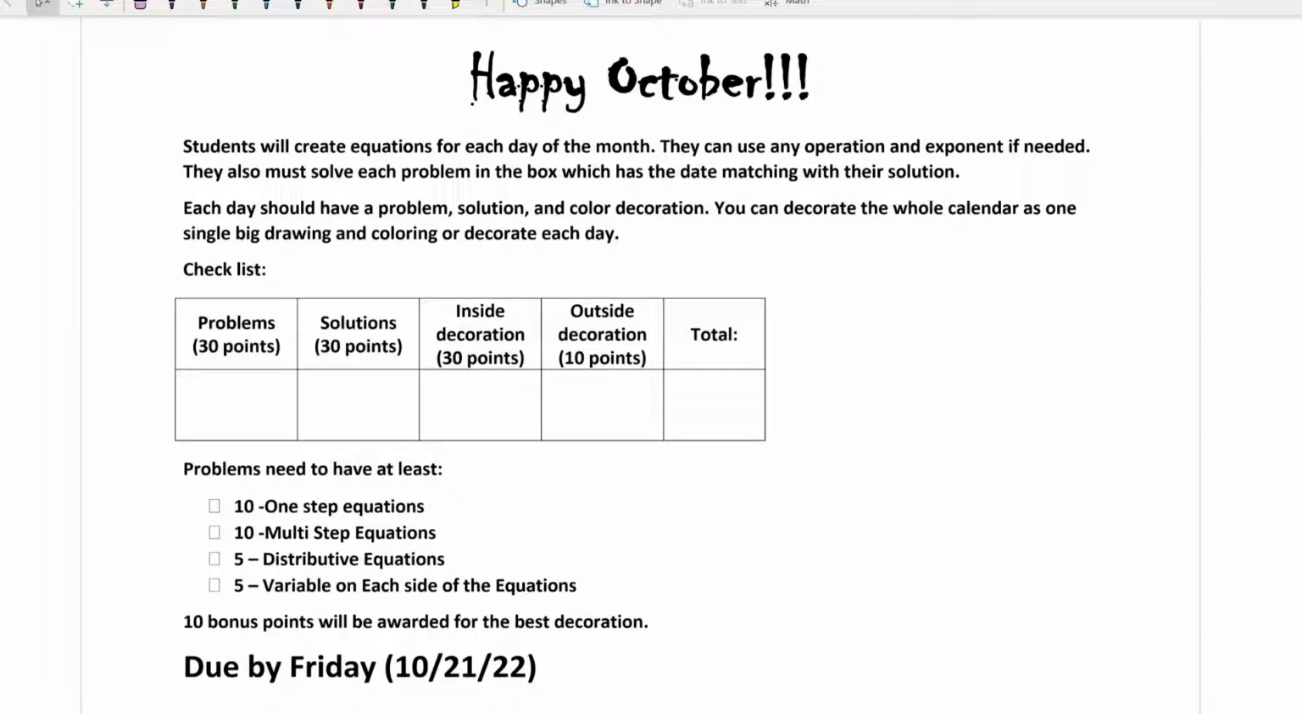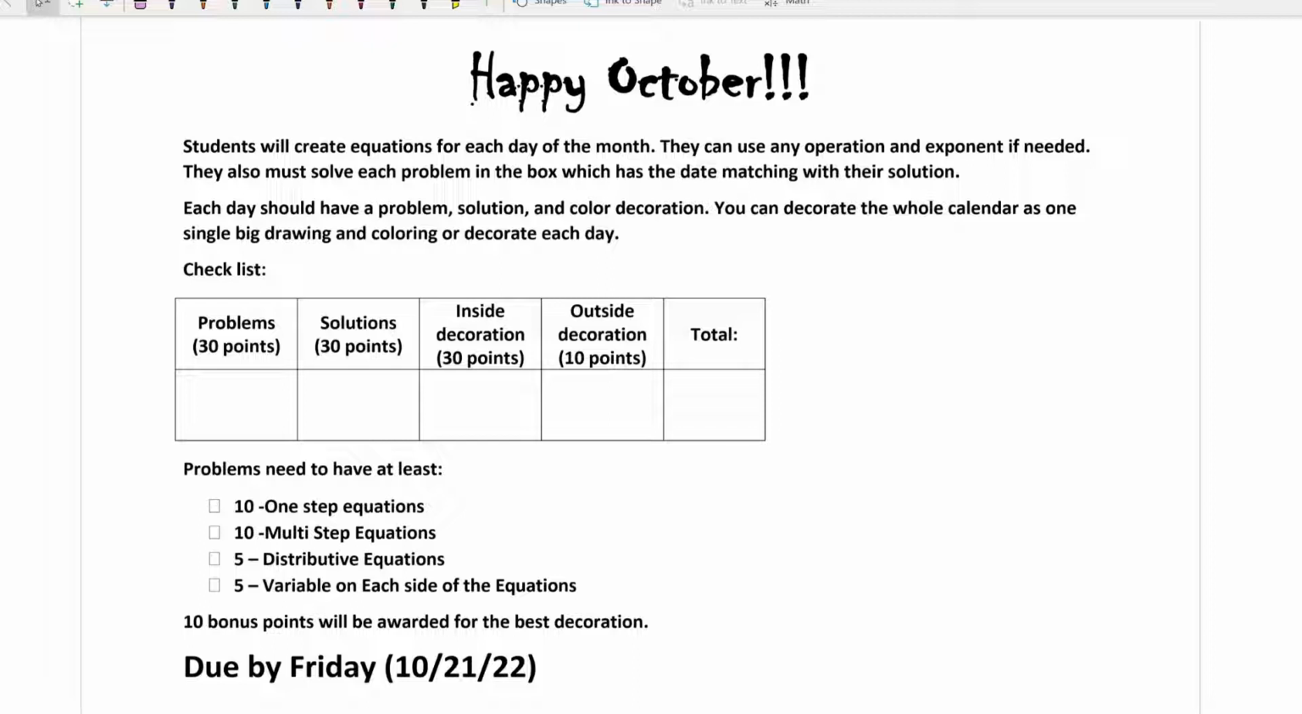Students will create equations for each day of the month. They can use any operations and exponents if needed. They also must solve each problem in the box, which has the date matching their solution. Each day should have a problem, solution, and color decoration.